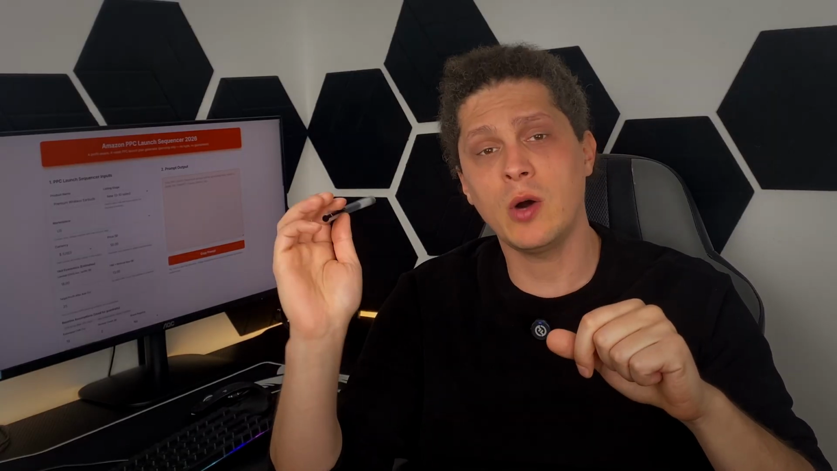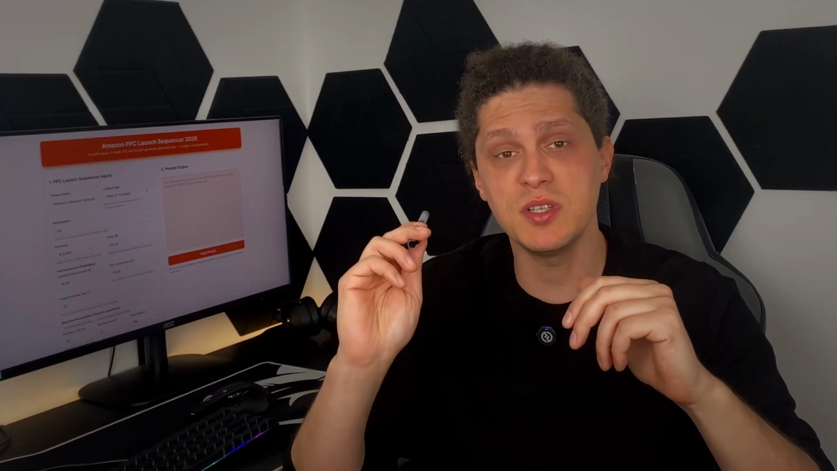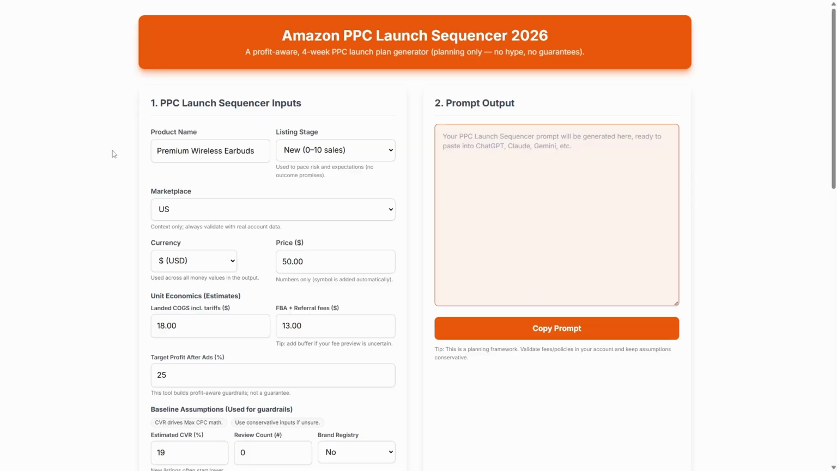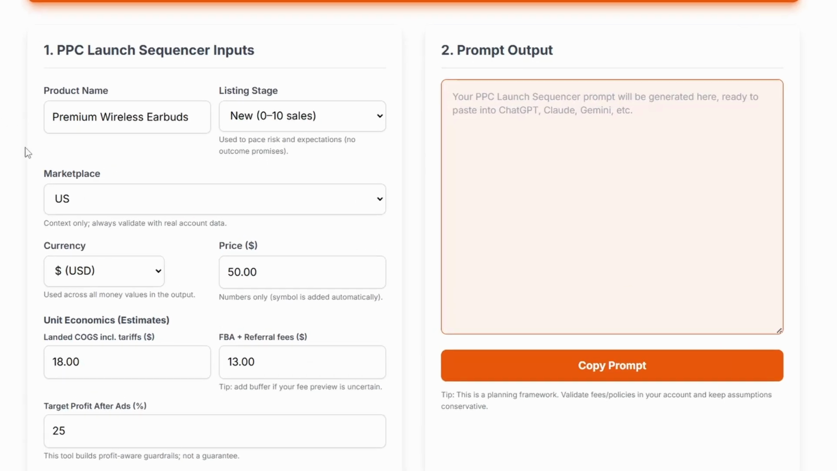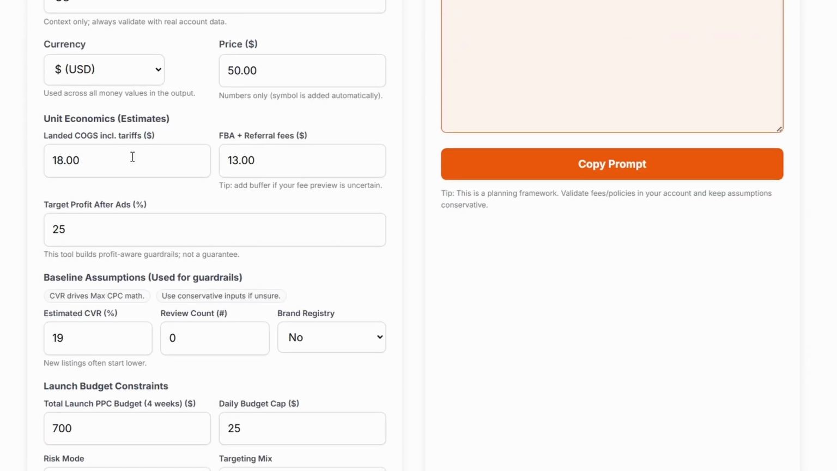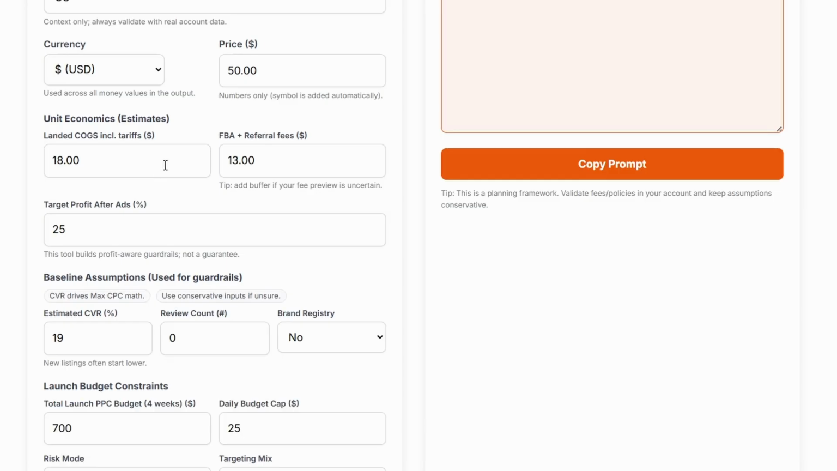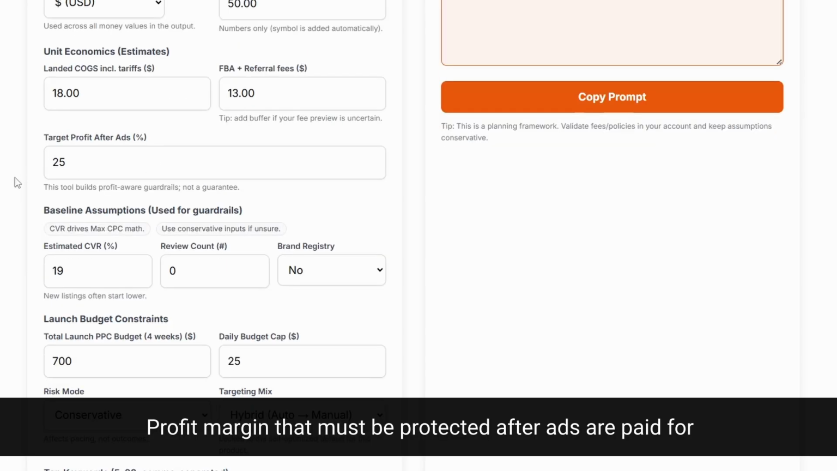Let me quickly show you how I save myself lots of money and lots of time with this tool. As you can see, on the left side is the calculation engine and it requires specific data to work. First, it asks for unit economics. This includes the selling price, the landed cost of goods and Amazon fees. The system needs these numbers to calculate how much money is actually left on the table. And next it asks for the target profit. This is the profit margin that must be protected after ads are paid for.